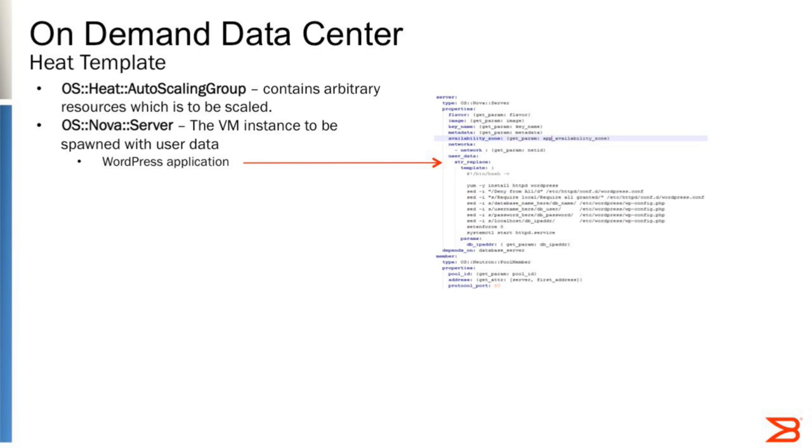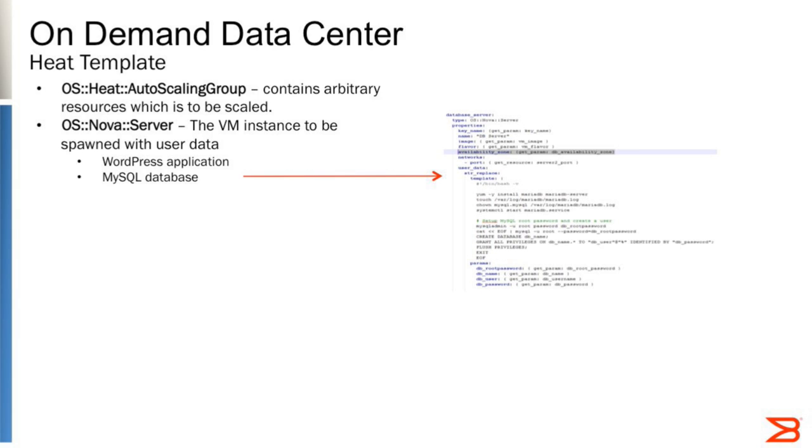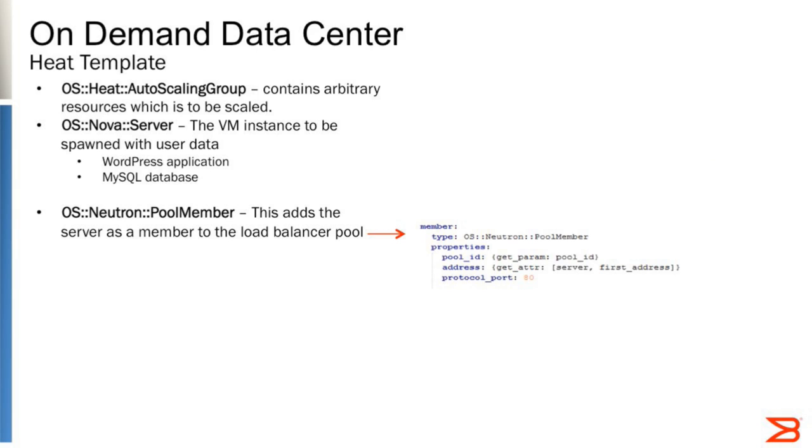So this is a server, and when I'm creating a VM instance, it is a WordPress application which is getting deployed onto that VM instance. And there is also a database component of it. So I'll also deploy the MySQL database into the database tier as well. And that's what I'm defining in the heat template on the right-hand side.